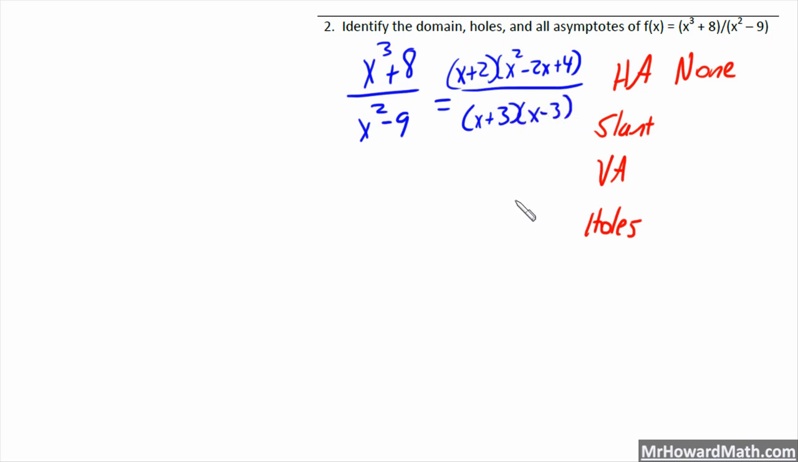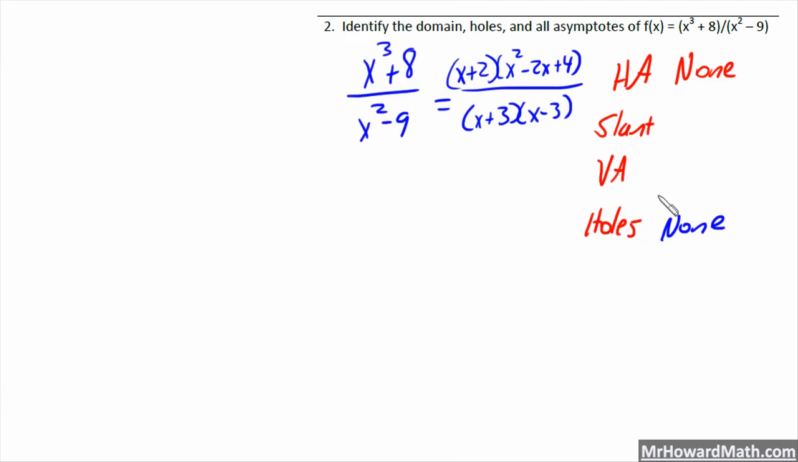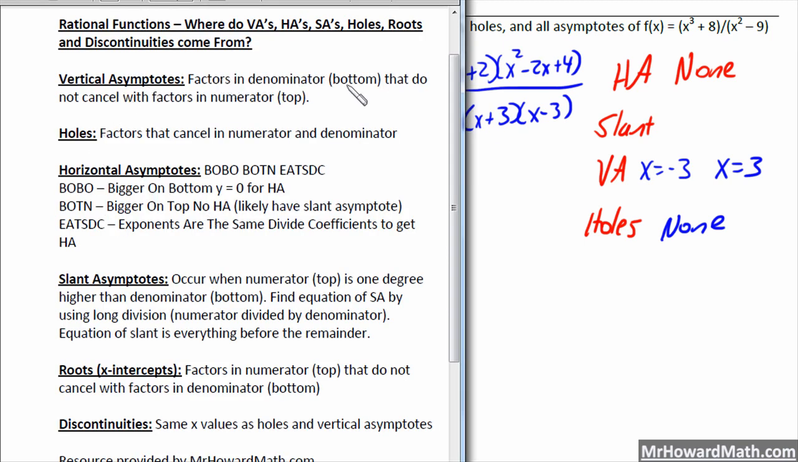So none of the factors cancel, so that tells us that we have no holes. Remember from using our list here, holes are factors that cancel in the numerator and denominator, and none of them cancel. So vertical asymptotes are coming from factors that do not cancel in the denominator. So that's x equals negative 3 and x equals positive 3. Remember, between your factor and the answer you write down, the signs will be opposite because you're setting these factors equal to 0 and solving. And again, from your list, vertical asymptotes are factors in the denominator that do not cancel with factors in the numerator.